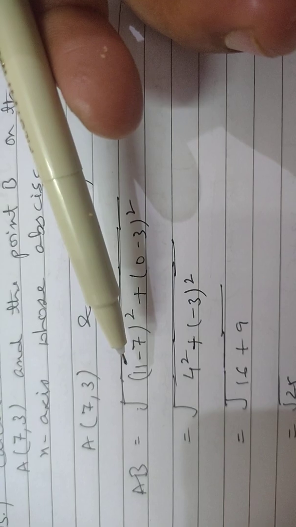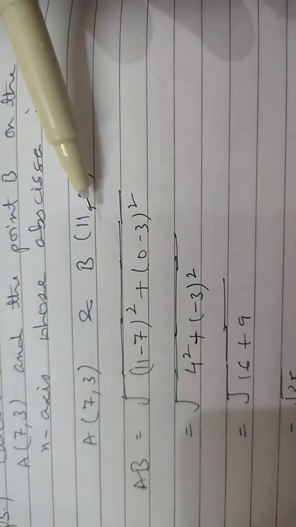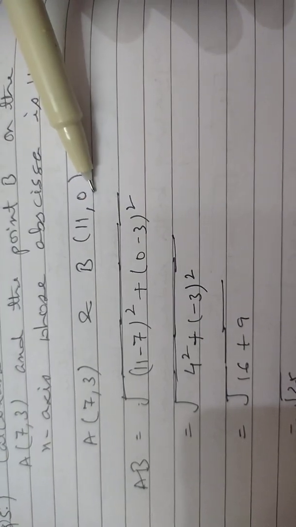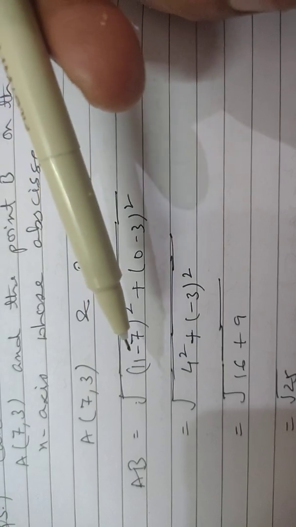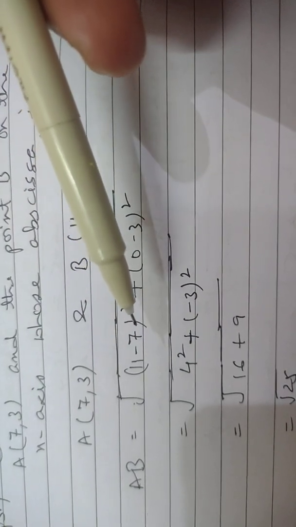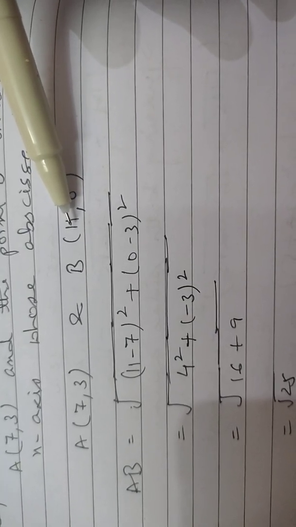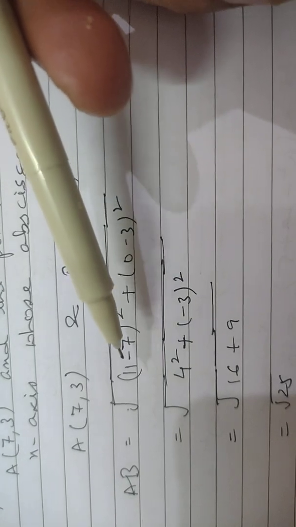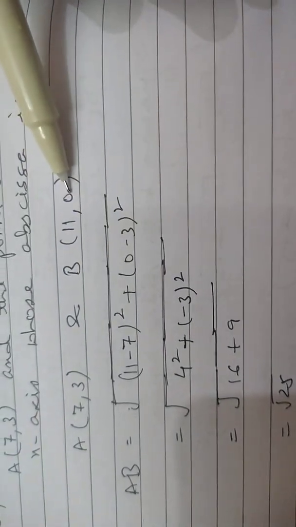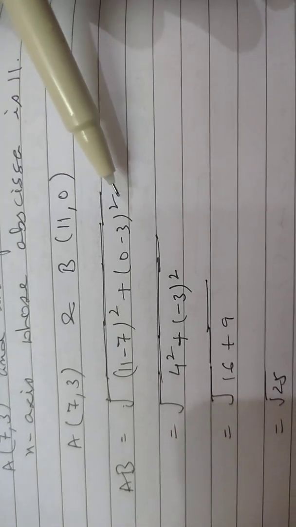Again, we are going to consider any one point as x1 and y1 and the other point as x2 and y2. So I'm considering this point as x2 and y2 and the first point as x1 and y1. So the formula says under the root sign, x2 minus x1 whole square plus y2 minus y1 whole square. So this is actually x2, so 11 minus x1, that is 7. So the first part will be 11 minus 7 whole square plus y2 minus y1, because y2 is actually 0, so it will be 0 minus 3 whole square.